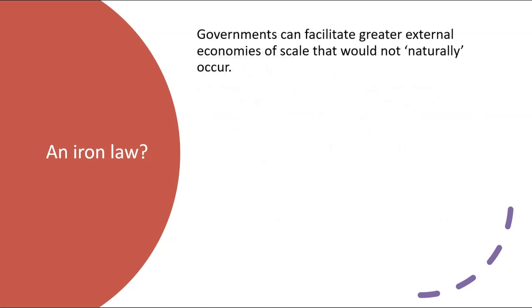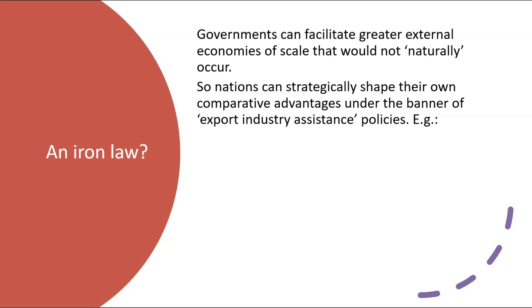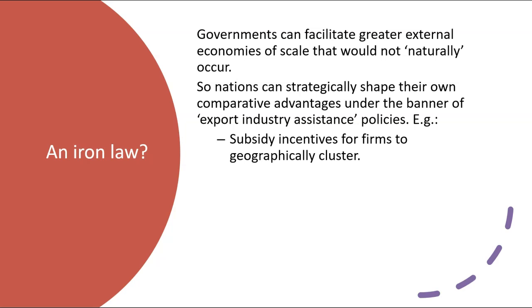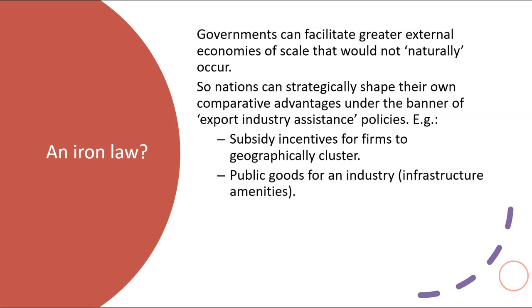Nonetheless, governments can facilitate greater external economies of scale themselves that would not naturally occur or don't pre-exist. It means that nations can strategically shape their own comparative advantages under the banner of export industry assistance, sometimes shortened to industry policy. For example, a government might provide subsidy incentives for firms to geographically cluster. It might provide public goods tailored to an industry, so infrastructure amenities that would be beneficial to that industry in particular.